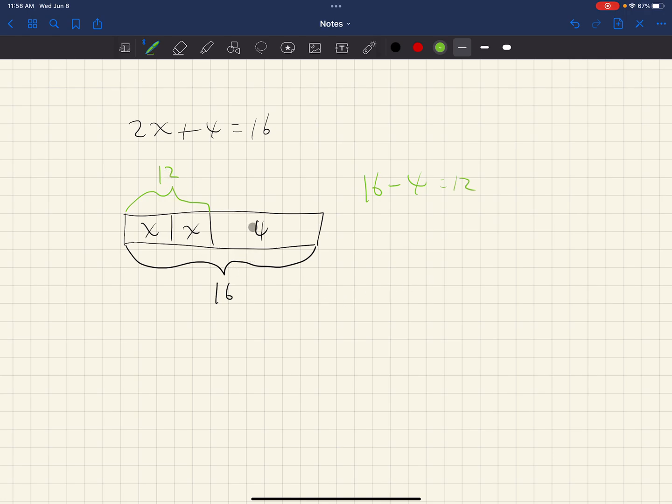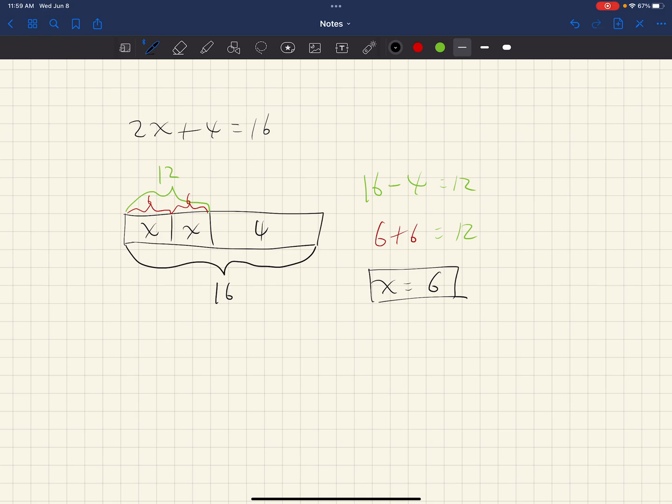Why? 12 plus 4 is equal to 16. If this is 12, this is 4. 12 plus 4 is equal to 16. Then, what is one of the x's equal to? Well, if 2x is equal to 12, then one of them must equal 6. So one x is 6, and the other x is 6, because 6 plus 6 is equal to 12. And so my answer is x is equal to 6.